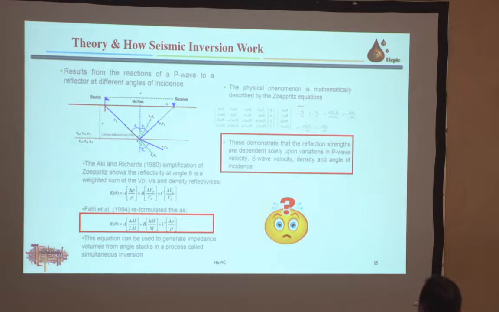In fact, the reflection strength as a function of angle of reflection is dependent on the density, compressional velocity, and shear velocity. And the inversion theory can allow us to get these elements, P impedance, shear impedance, and density. And these in turn can give elastic parameters.